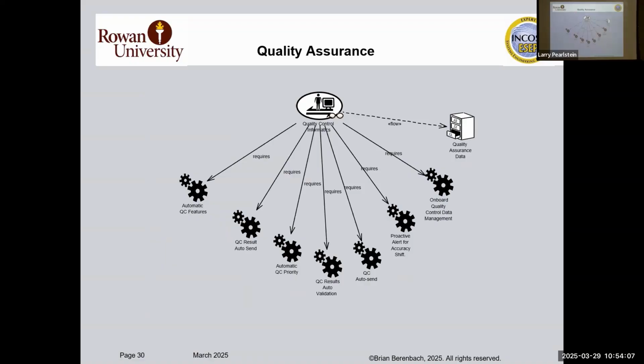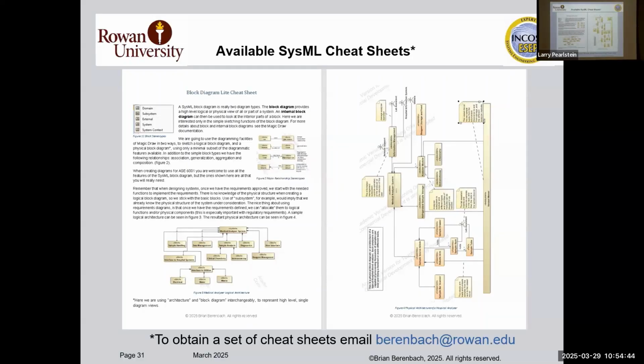And here's quality assurance. So you have quality control. Obviously, for analyzing a sample, you don't want to tell a woman she's pregnant when she isn't. That's not very nice. Or telling a person they have cancer when they don't, or telling them they don't have cancer when they do. So quality assurance is very important, and that breaks down into a whole bunch of different requirements, mechanical requirements.